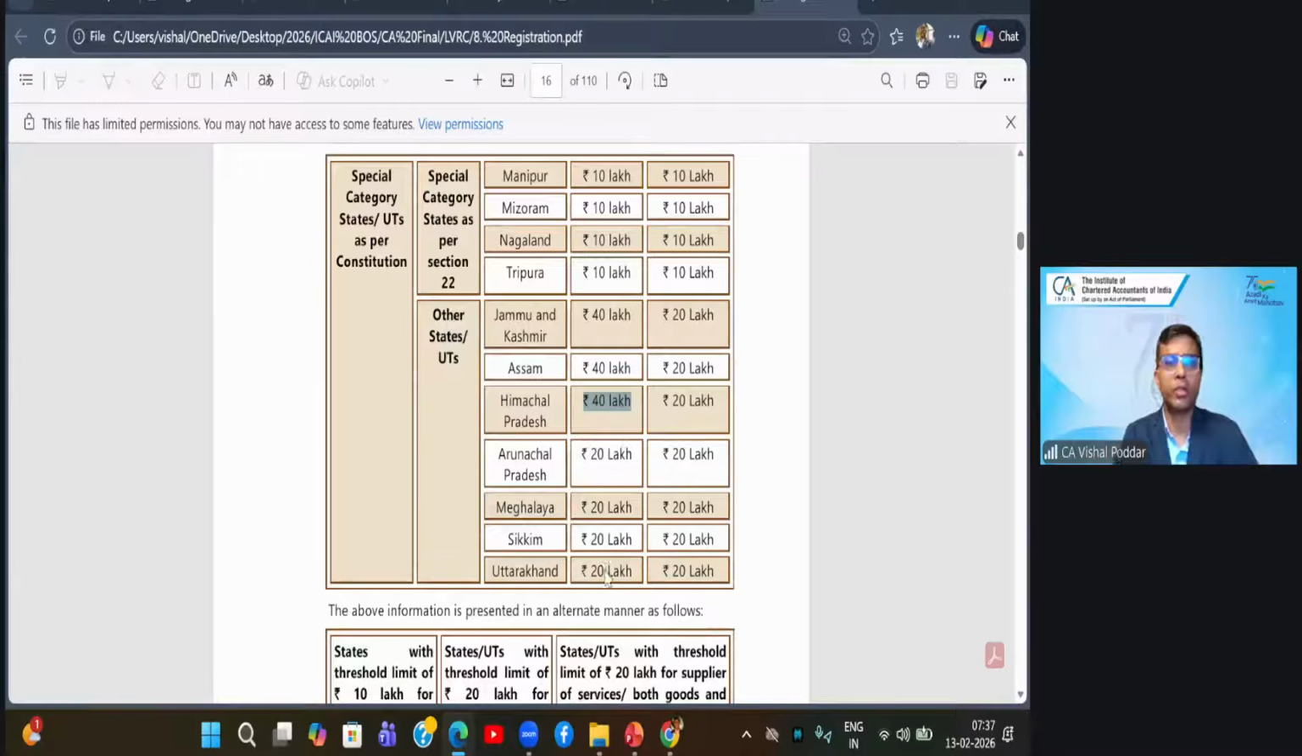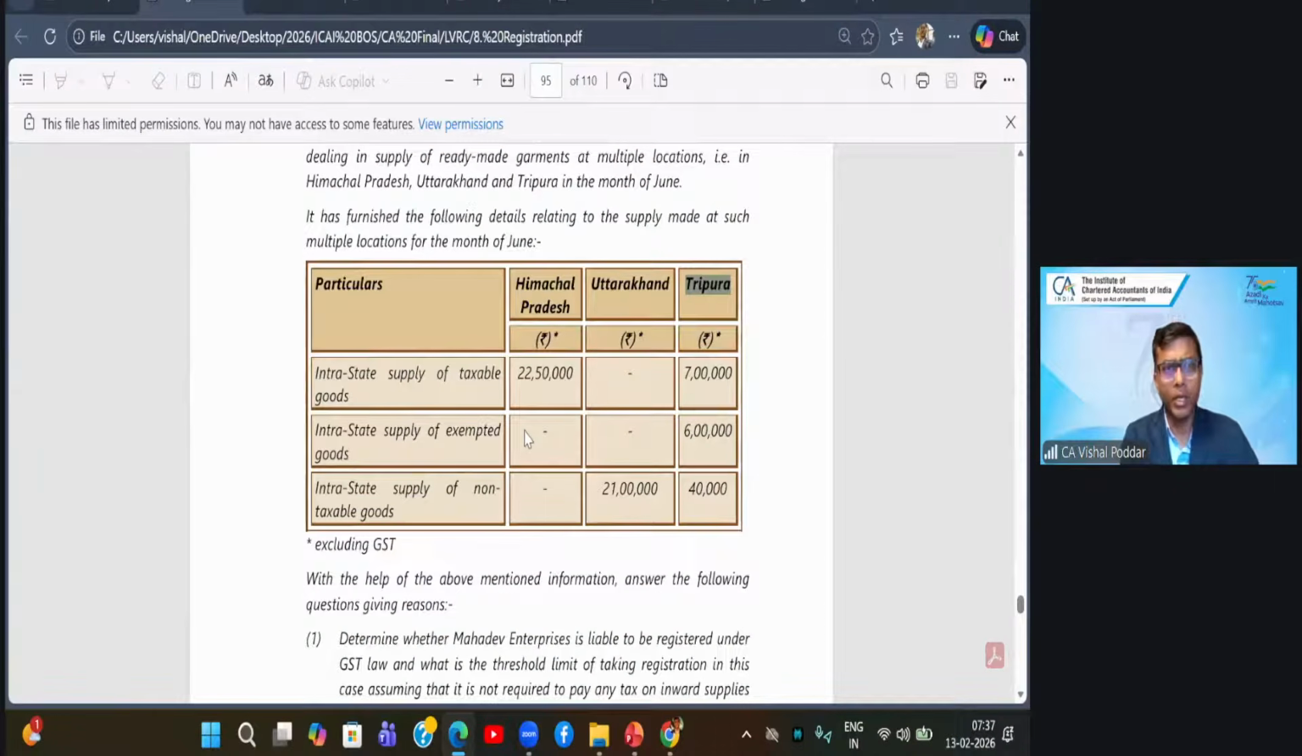So we come back to our question, how we will present the answer. Again, a three-step answer presentation. First, you will say that for the purpose of registration, either the entity should have entered into specified transactions of section 24, or the entity should have crossed the turnover limit as specified in section 22(1). Full stop. The turnover limits applicable to the given states for exclusively supply of goods are: Himachal Pradesh 40 lakhs, Uttarakhand 20 lakhs, Tripura 10 lakhs. So the first part of the presentation is always giving reference to the provision.